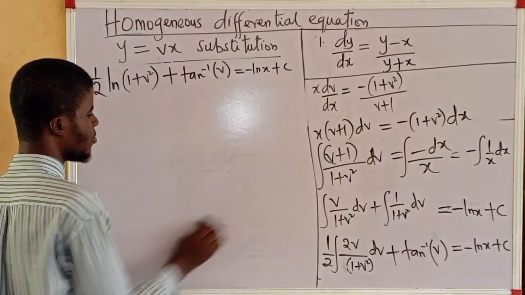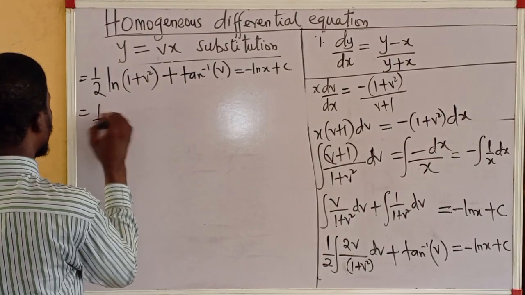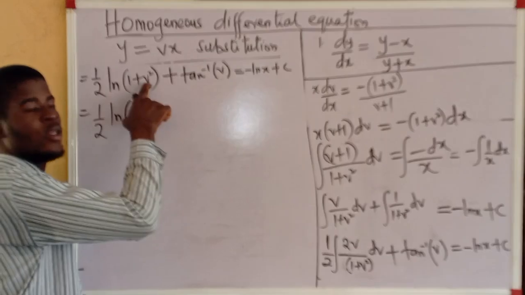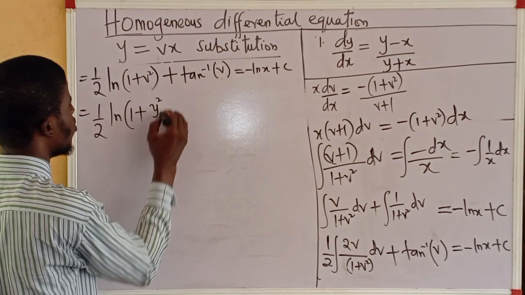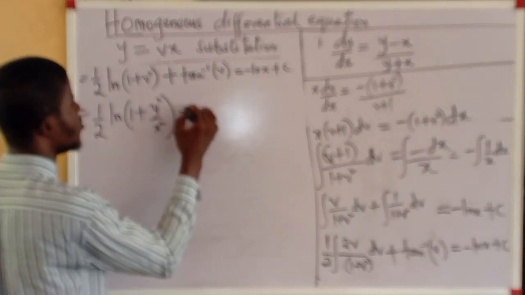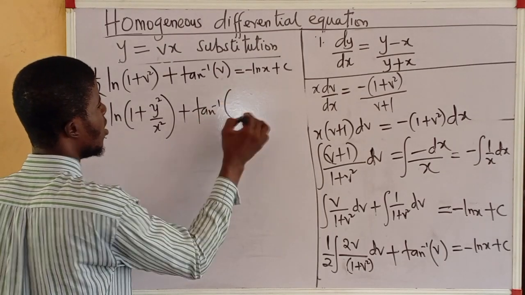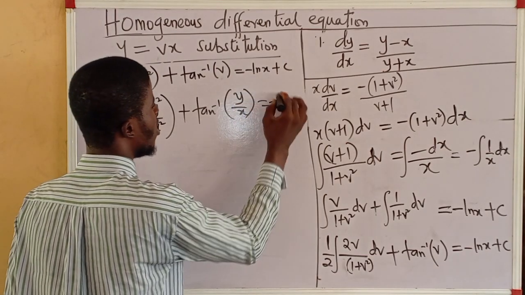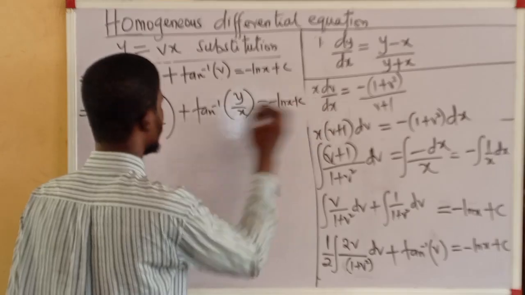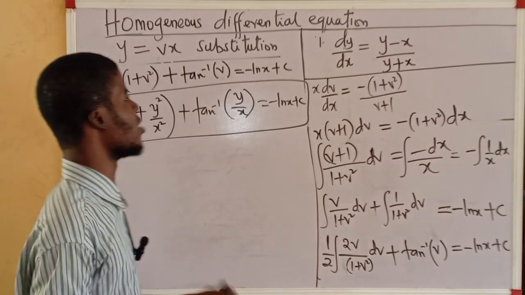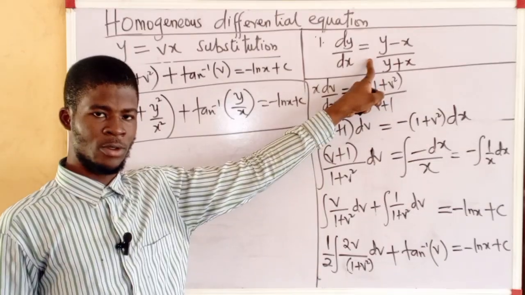So this is it. 1/2 into ln of 1 plus, this is v squared, so we'll be having y squared over x squared. You get the point? Plus the tan inverse of v, which is y over x, equal to minus ln x plus c. This is the general solution of this particular differential equation.